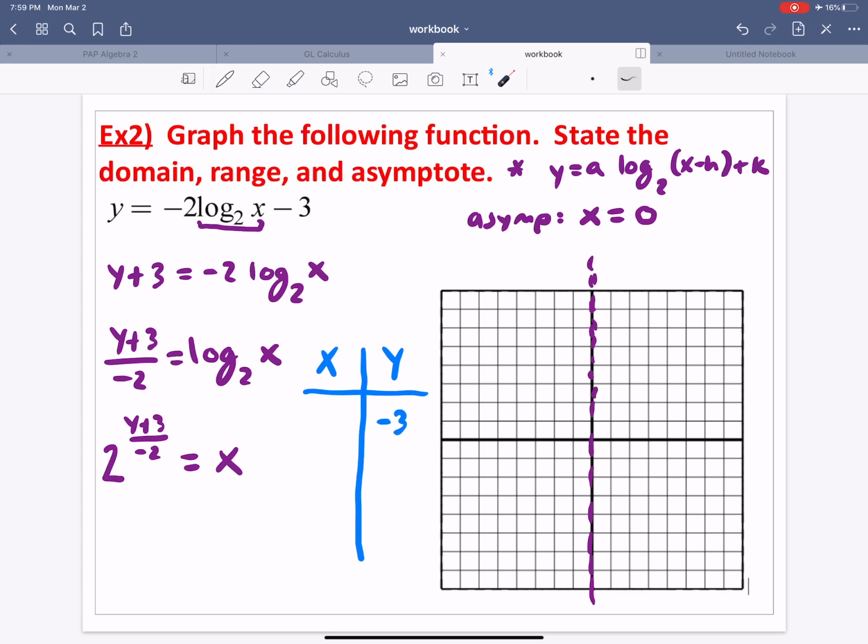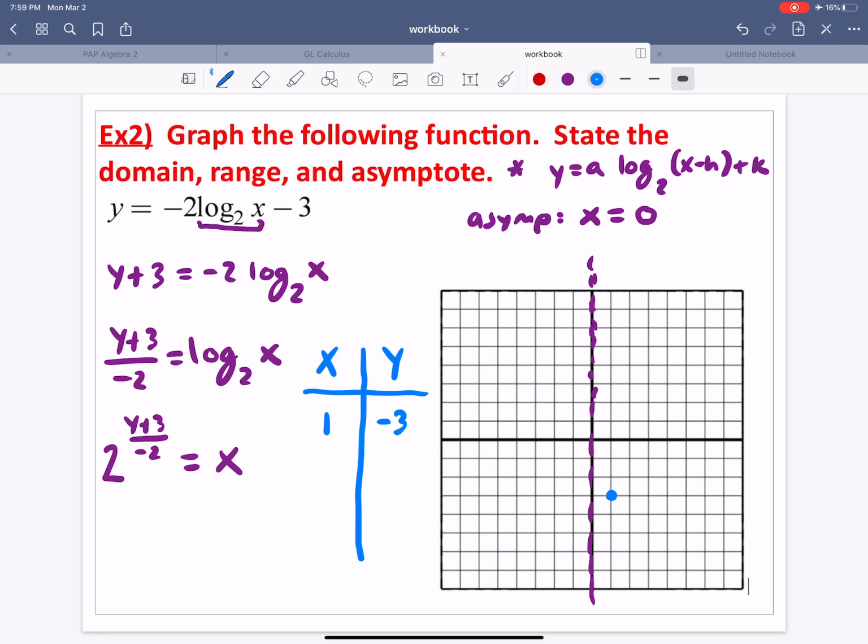Because when I plug -3 in for y, I get -3 plus 3 is 0. 0 divided by -2 is 0. So 2 to the 0 power is 1. So x would equal 1 when y is -3. So let's go over 1, and let's go down 1, 2, 3, and plot my point.